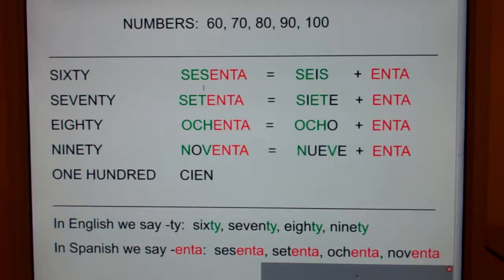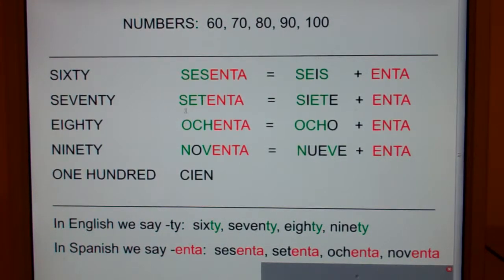One last thing. A lot of people, my students at least, get 60 and 70 confused. Here's the chant that will help you. Sesenta with an S is 60. Setenta with a T is 70. Sesenta with an S is 60. Setenta with a T is 70.